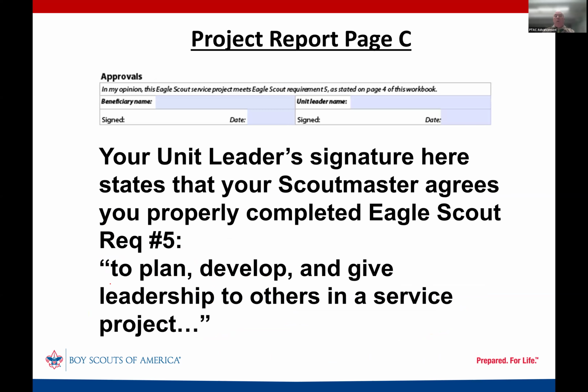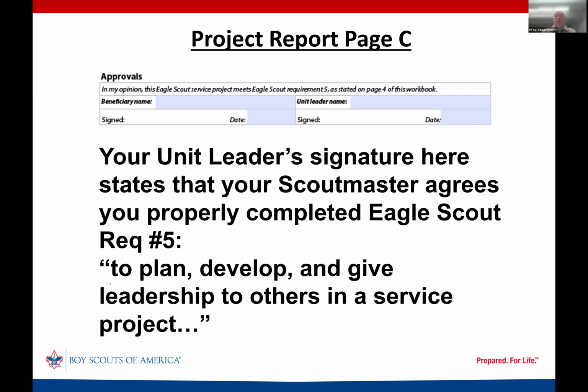All right. One of the things we want to note here is that the unit leader's signature is basically a statement that the scoutmaster, whoever the unit leader is, agrees that the Eagle Scout candidate properly completed requirement number 5, that they planned, developed, and gave leadership to others in a service project. Right. The unit leader is not normally a member of the board of review. Okay. Per the BSA's guide to advancement, they're actually not allowed to be part of the board of review. Okay.